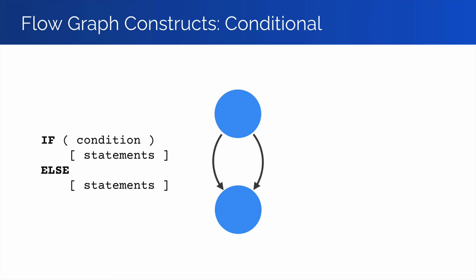Our next flow graph construct is for conditional code, or if statements. In this construct, we see 2 nodes with 2 edges going between the nodes in the same direction. One edge represents the true branch of the conditional, and one edge represents the false branch of the conditional. There is no convention regarding which edge represents which branch, just as long as both branches are represented.